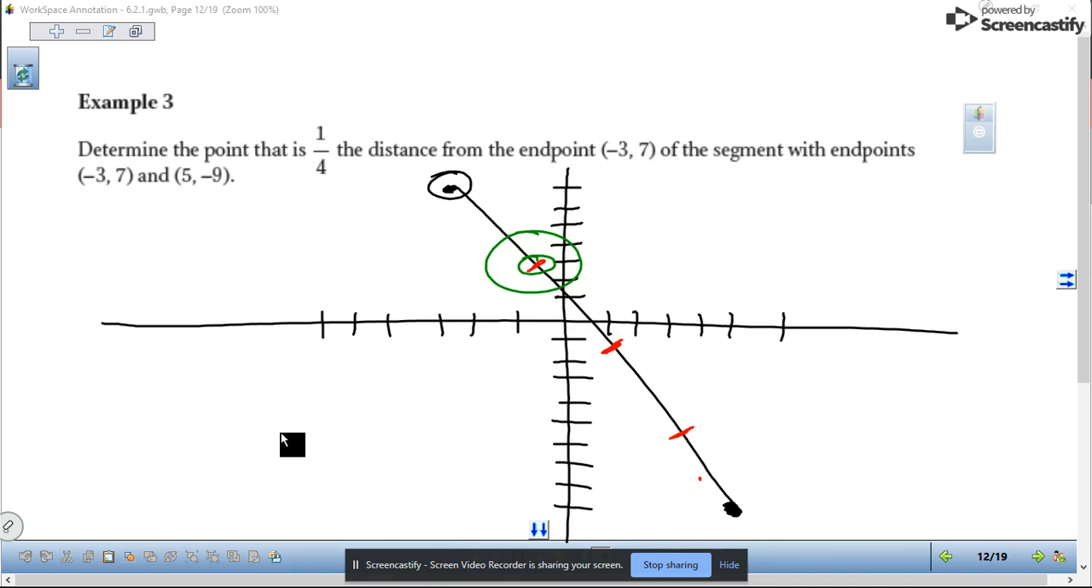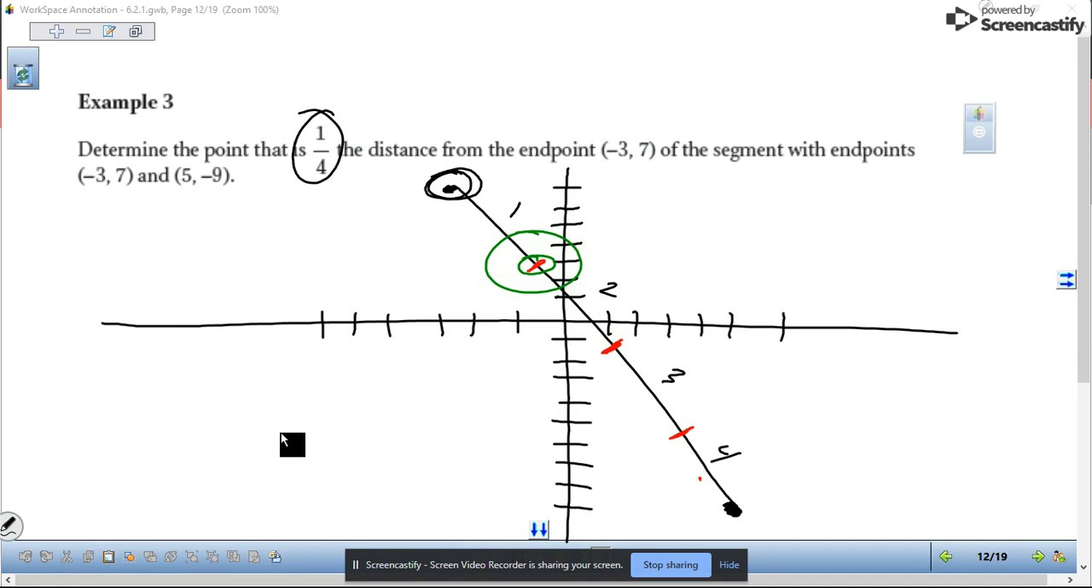Determine the point that is 1/4 the distance from the endpoint -3, 7 of the segment with endpoints -3, 7, and 5, -9. So I've already got those points graphed, and I went ahead and circled up here -3, 7. And then just guessing, I tried to split it into fourths, right? Try to split it into groups of 1/4. So section 1, section 2, section 3, section 4.